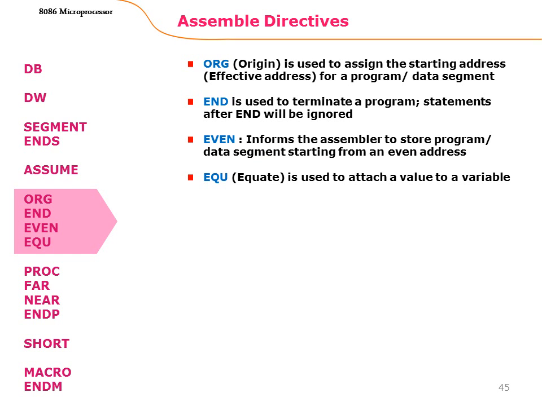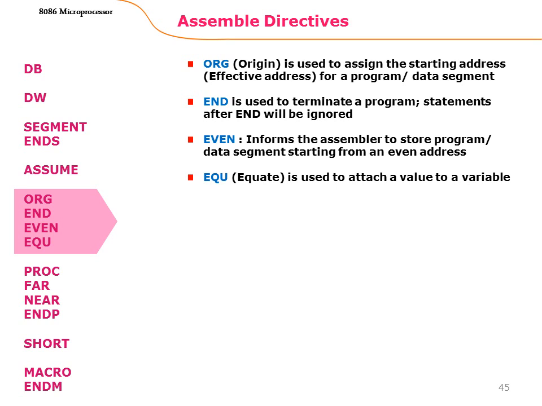ORG is used to assign the starting address for the program and data segment. END is an assembler directive used to terminate a program. The instructions after the END instruction should not be executed by the processor. EVEN informs the assembler to store a program or a data segment starting at an even address. Whenever we put EVEN, it will start the addressing always at an even address.